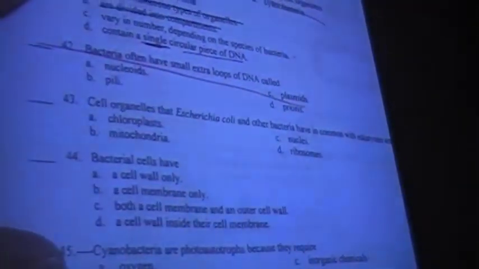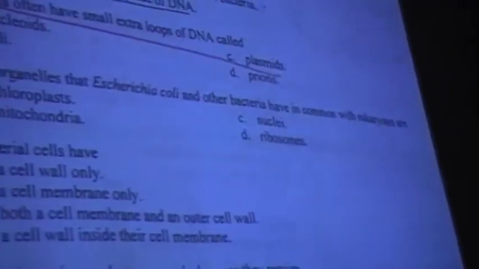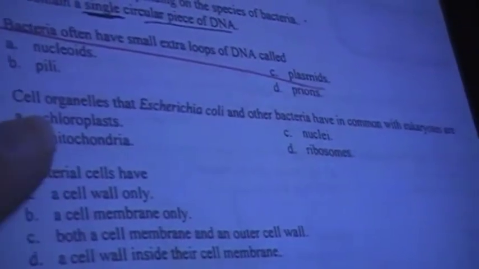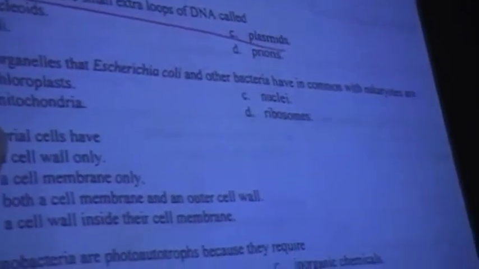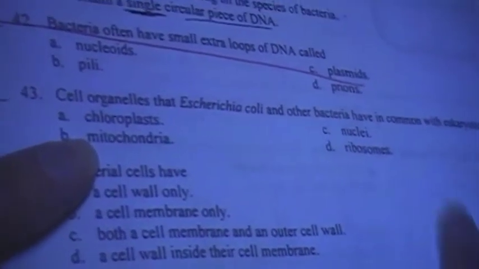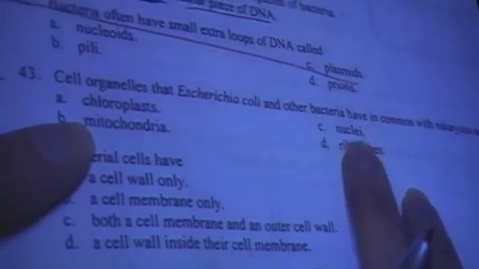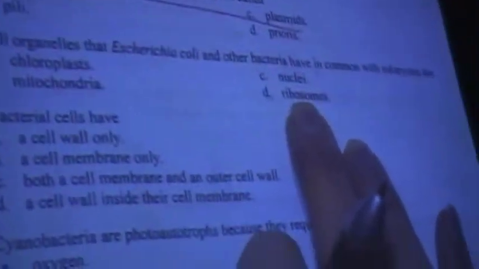Cell organelles that E. coli and other bacteria have in common with eukaryotes. We said no bacteria, no prokaryotes, have chloroplasts or mitochondria because those are membrane-bound organelles, nor do they have a nucleus. So the answer is D, ribosomes.